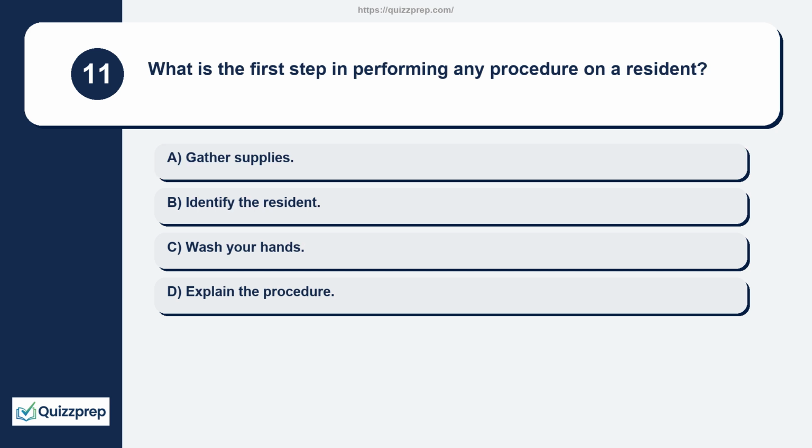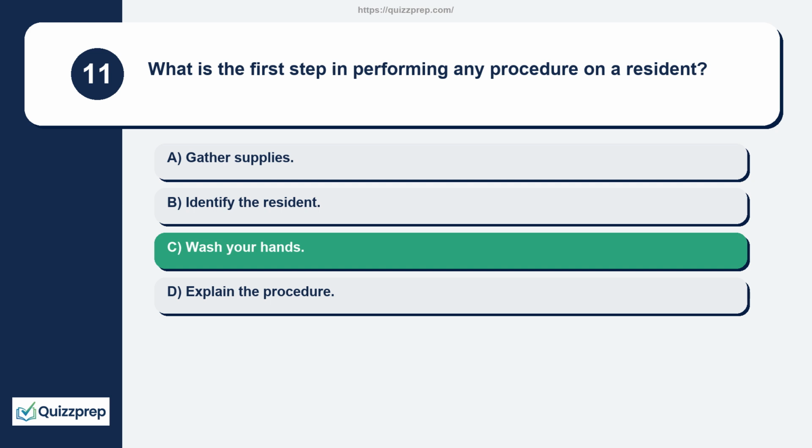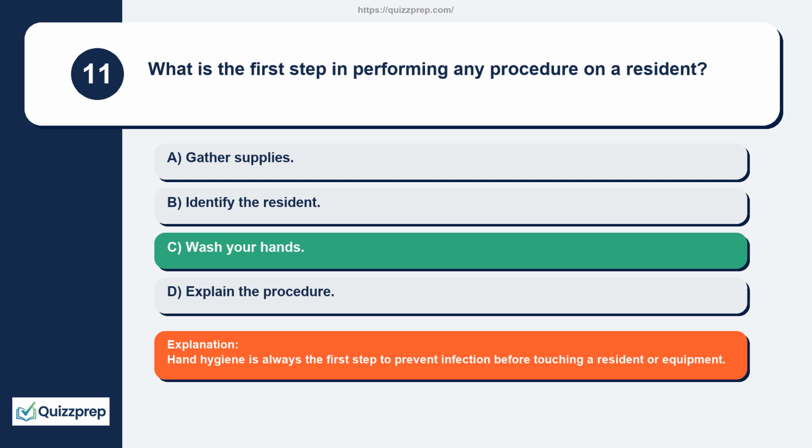Question 11. What is the first step in performing any procedure on a resident? Gather supplies. Identify the resident. Wash your hands. Explain the procedure. Hand hygiene is always the first step to prevent infection before touching a resident or equipment.